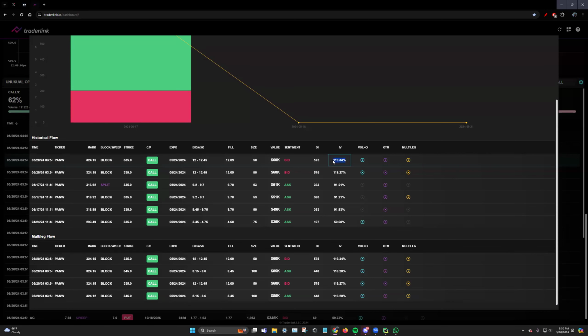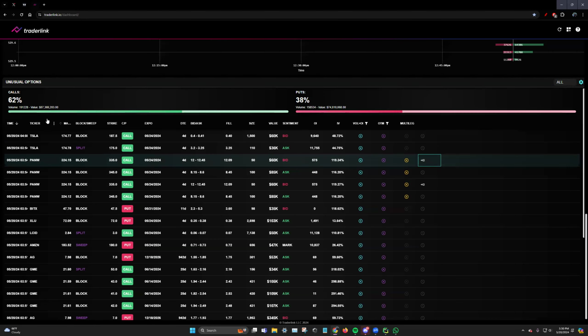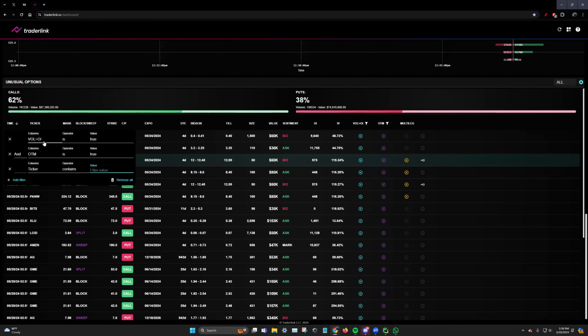Someone's selling calls, selling vol. My filters are these. So long, volume is greater than OI. Operator is value true. Next one is out of the money is true as well. The reason why you want it to be out of the money is because that's directional, right? If it's non-directional, then you see a bunch of in the money.